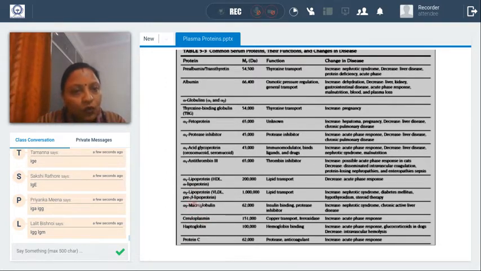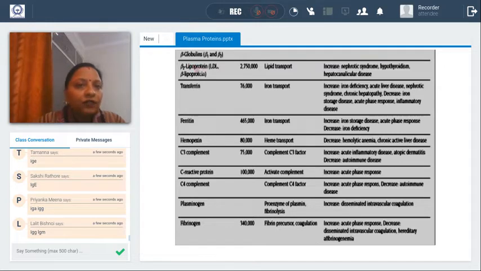Next is alpha 2 globulins. These are alpha 2 globulins: alpha 2 lipoproteins like VLDL, alpha 2 macroglobulins, ceruloplasmin. Please remember, ceruloplasmin comes under alpha 2 globulins. Haptoglobin, protein C.